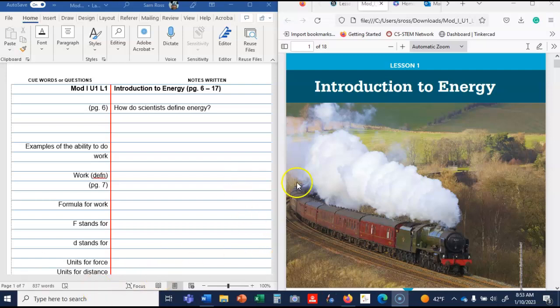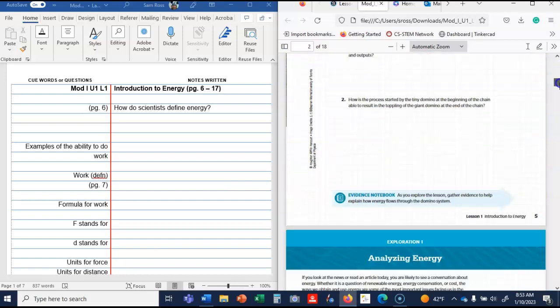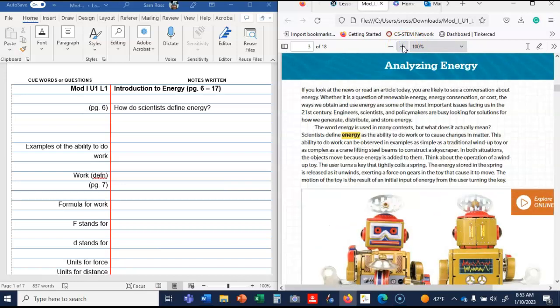This is Mrs. Ross, and this is Module I, Unit 1, Lesson 1, Introduction to Energy. You'll see that this is the same as the book. It's just a digital portion or digital format. So let's get into it.